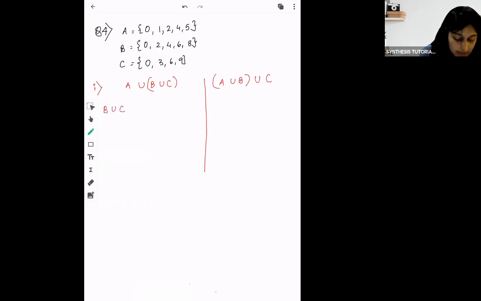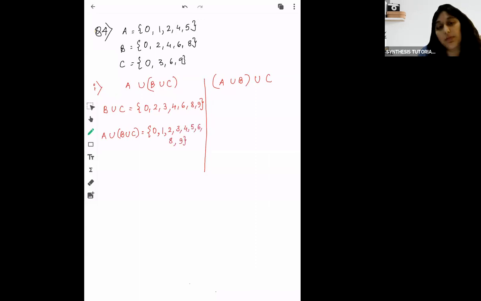So let's say B union C कर रहे हैं तो B union C क्या हो जाएगा 0, 2, 3, 4, 6, 8, 9. फिर A union B union C मतलब A में ऐसे कौन से एलिमेंट्स है एक्स्ट्रा 0 तो है 1 भी डाल दो फिर 2 3 4 5 भी ऐड करना है 6 8 9 दिस इज व्हाट वी गेट. यहाँ समझ रहा है सबको गाइस? यस.